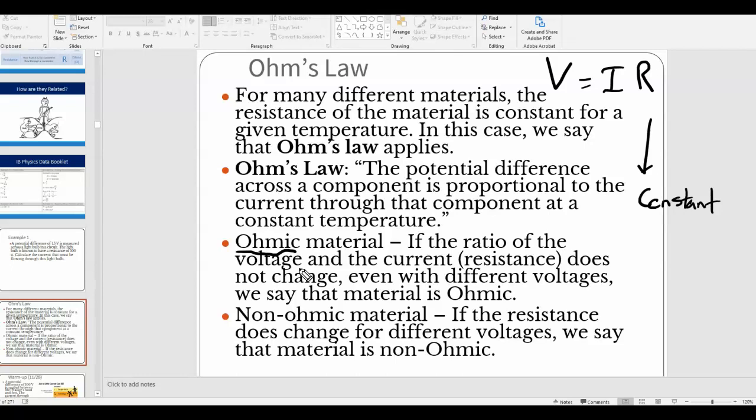If it's non-ohmic, then the resistance does not change proportionally for different voltages. Or I should say, sorry, if the current does not change proportionally for different voltages, we say the material is non-ohmic.